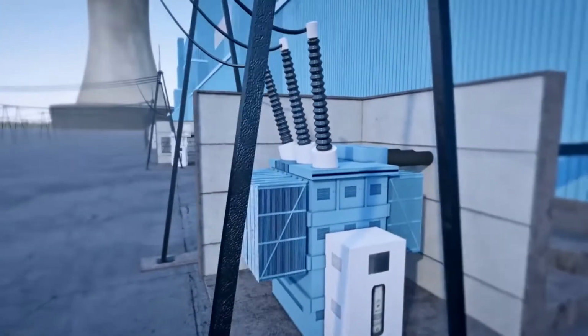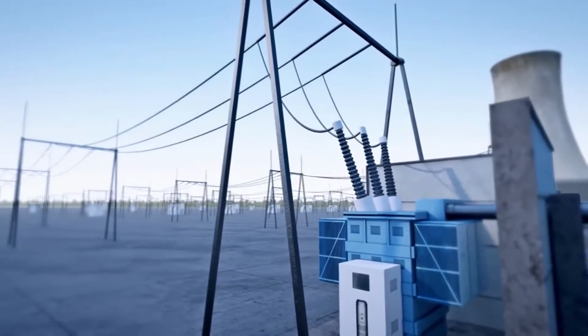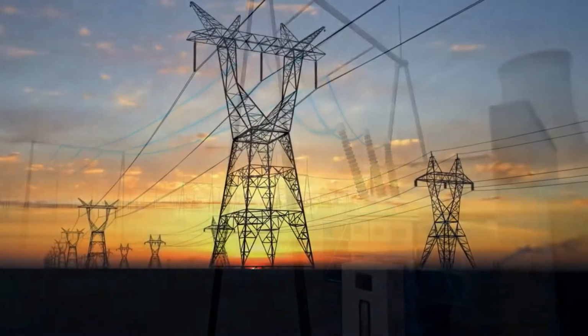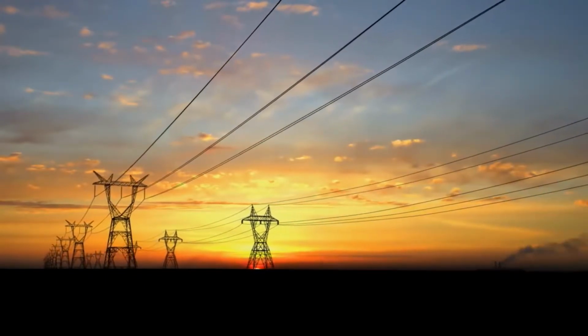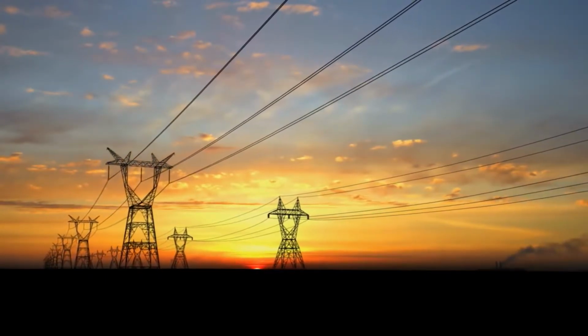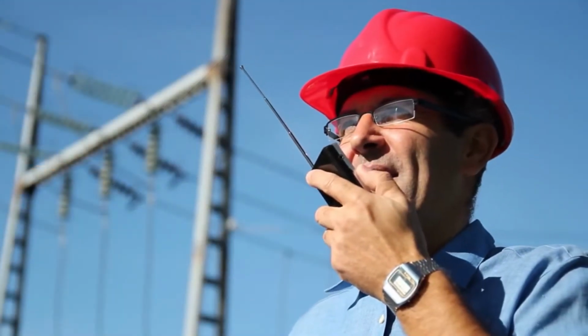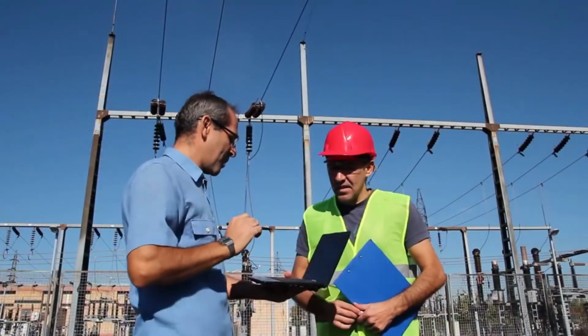When the power leaves the plant, we increase or step up the voltage for transmission purposes to as much as 500,000 volts to help minimize losses from the transmission of power. Our transmission group is responsible for the large transmission lines, towers, and substations that handle the large voltage transfer of power over long distances.